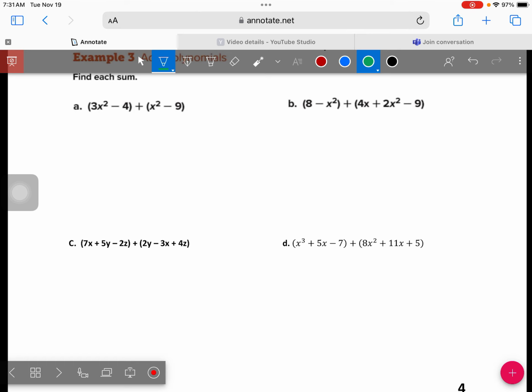Okay? Can you please put your backpack down, Daylin? Maybe even on the chair beside you.